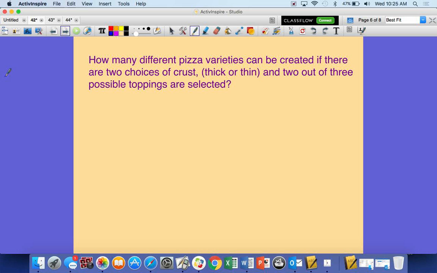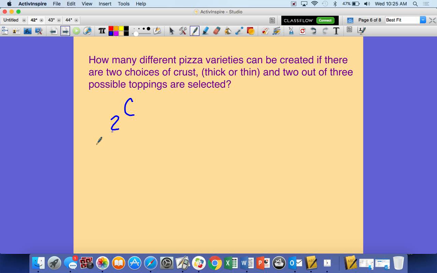How many different pizza varieties can be created if there are 2 choices of crust, thick or thin, and 2 out of 3 possible toppings are selected? Okay, well, does the order matter here? No, the order doesn't matter. Alright, so we have 2 choices of crust. Well, we've got to do these separately. We've got to do the crust first.